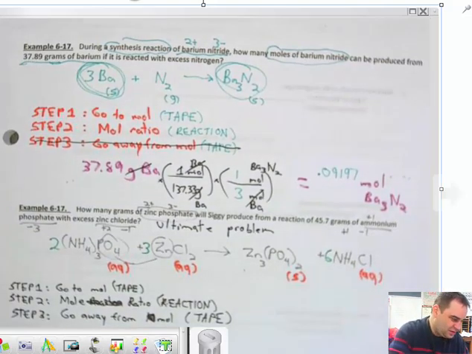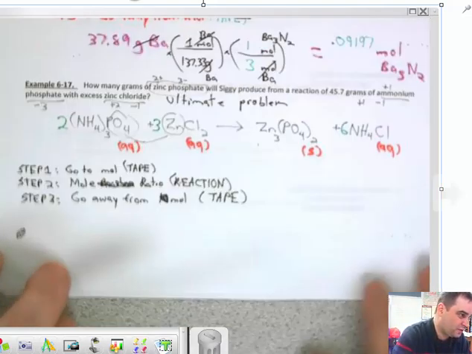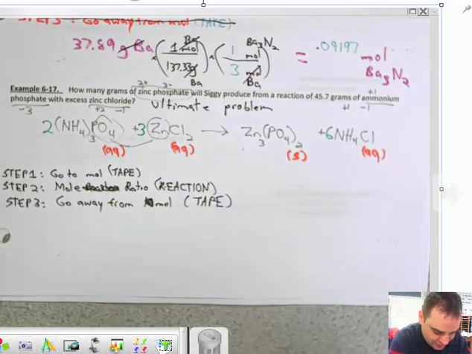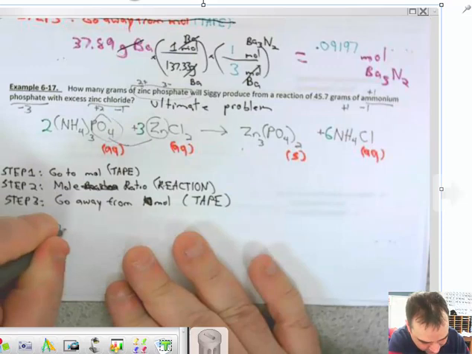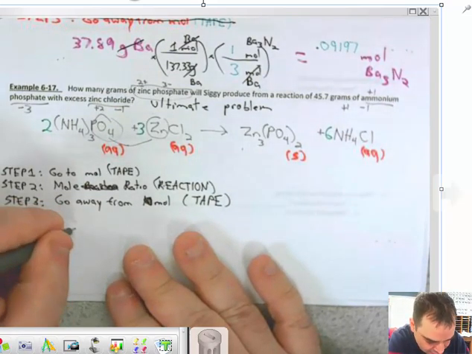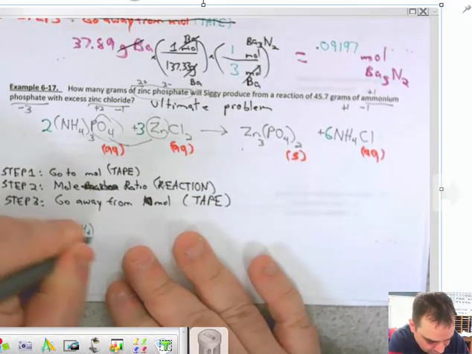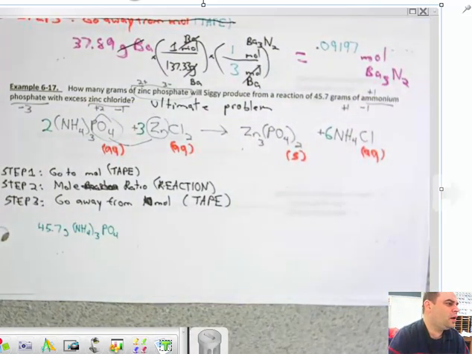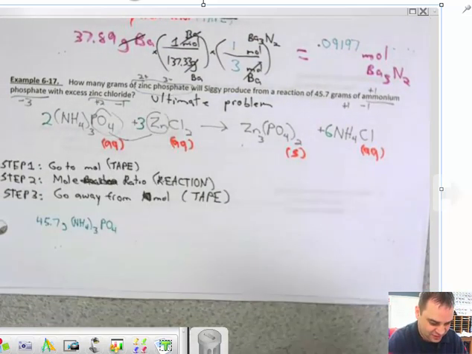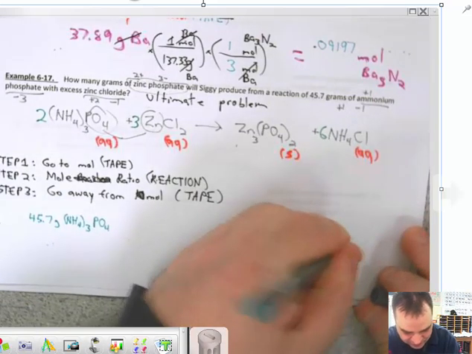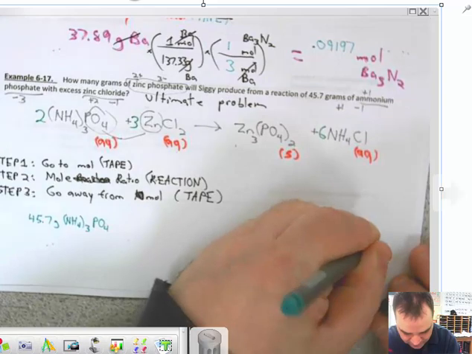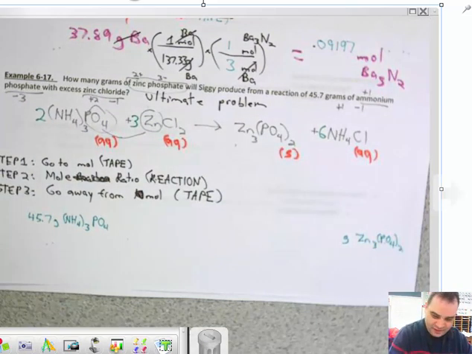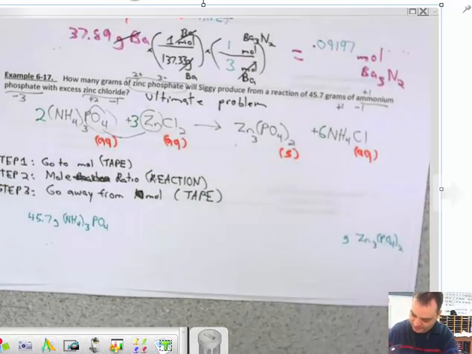Okay. So when you're using the checklist, it's very important that you figure out where you're starting and where you're finishing. Okay? So you don't do too many steps. Okay. So we are starting off with 45.7 grams of ammonium phosphate. Okay? We are trying to find grams of zinc phosphate. So we're going to eventually end up with grams of zinc phosphate. Okay. So we are going to need 3 steps to do this problem.